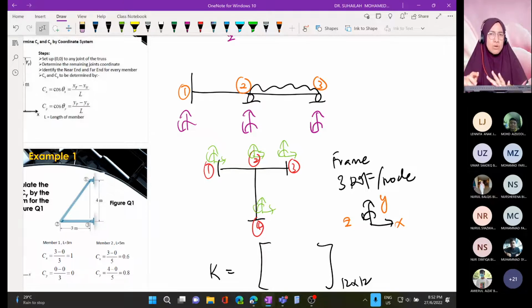Okay, we want to look at the concept first. So, concept and physical meaning before we move to the example. And of course, the concept and the physical meaning can be applied to all types of structure.